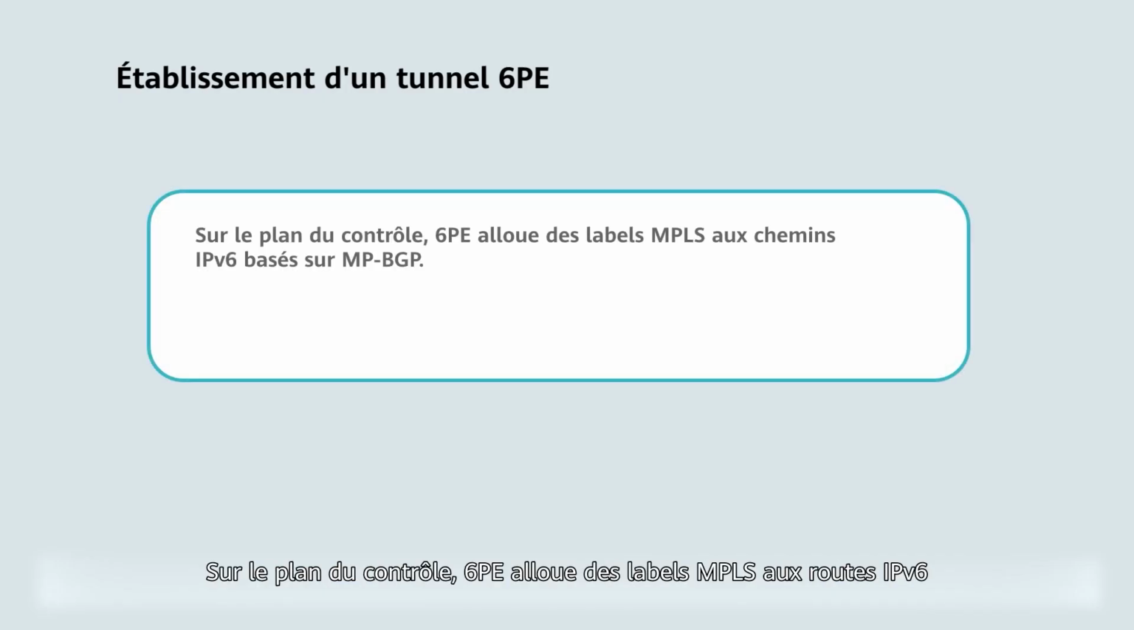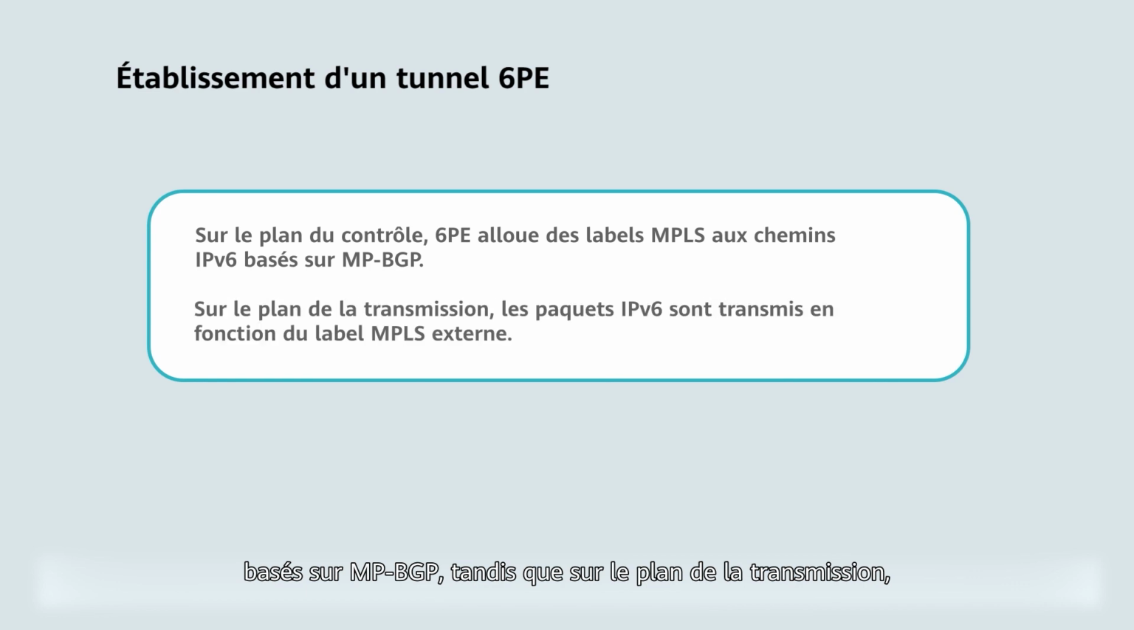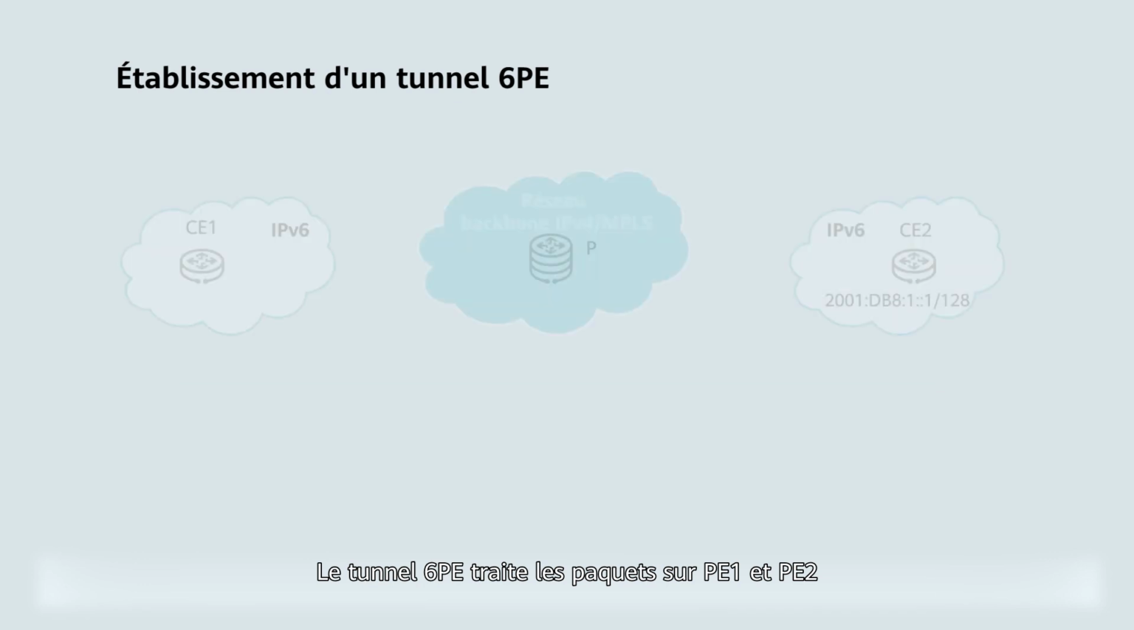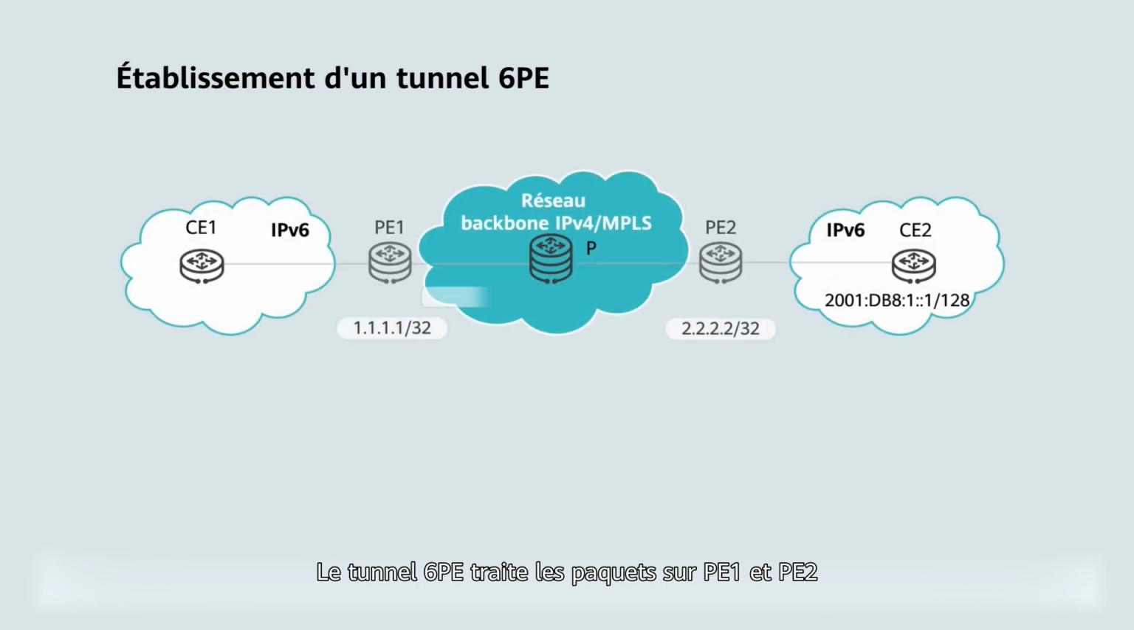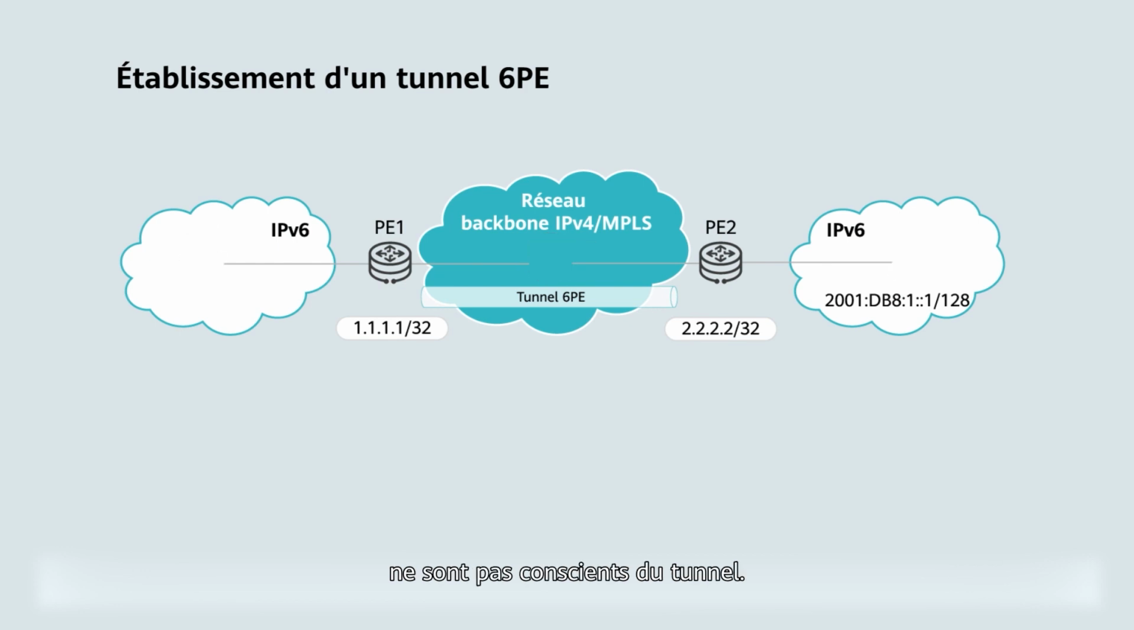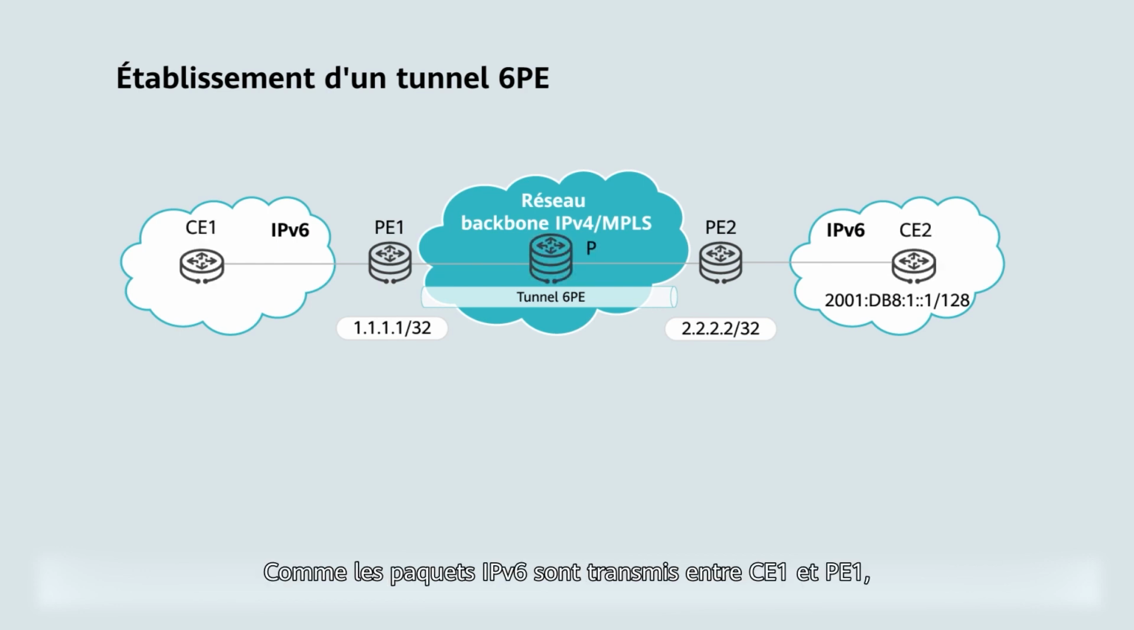On the control plane, 6PE allocates MPLS labels to IPv6 routes based on MPBGP, whereas on the forwarding plane, it forwards IPv6 packets based on outer MPLS labels. The 6PE tunnel processes packets on PE1 and PE2, which are two border nodes. Other nodes, such as CE1, CE2, and the P, are unaware of the tunnel.